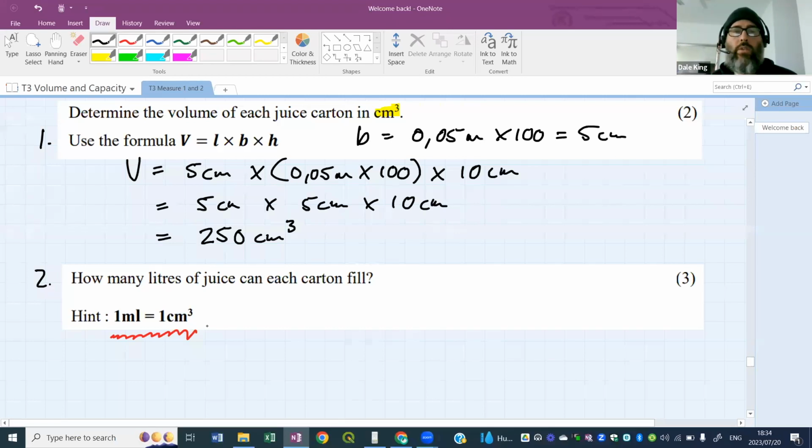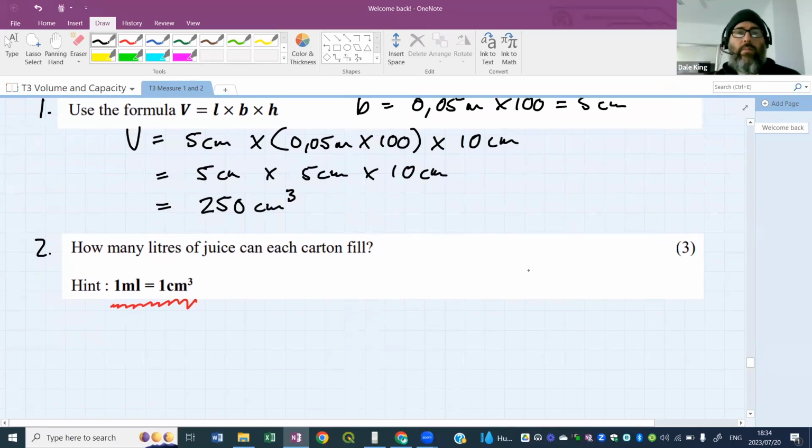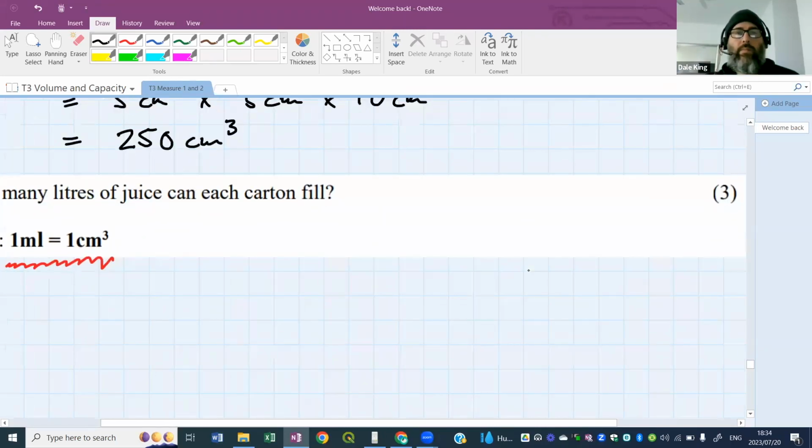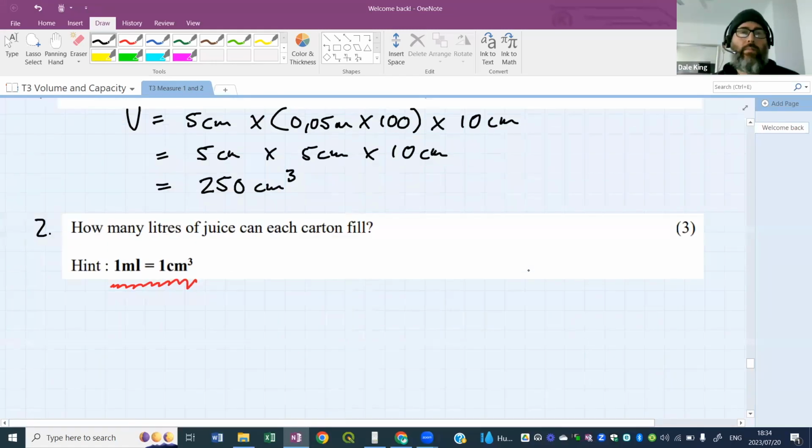So use the conversion. Be careful, it's a two-step process, eh? Use the conversion to get to milliliters and then do something with that to get to liters. So it's 2 steps you have to do. And then just say done in chat when you're done.